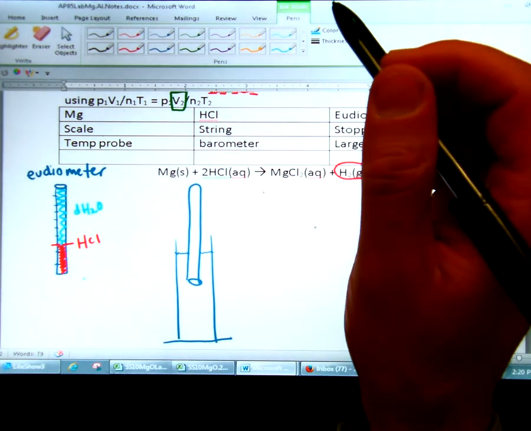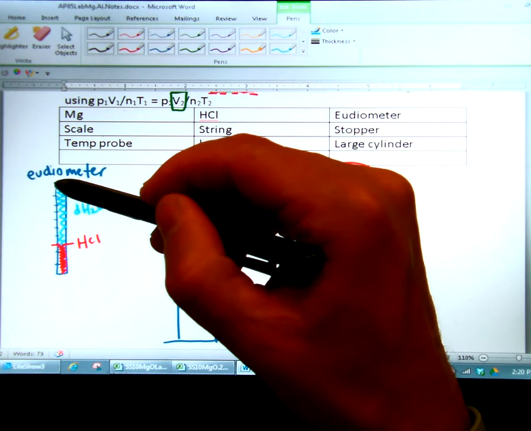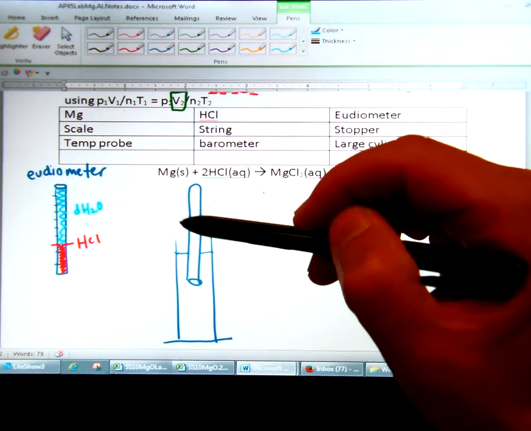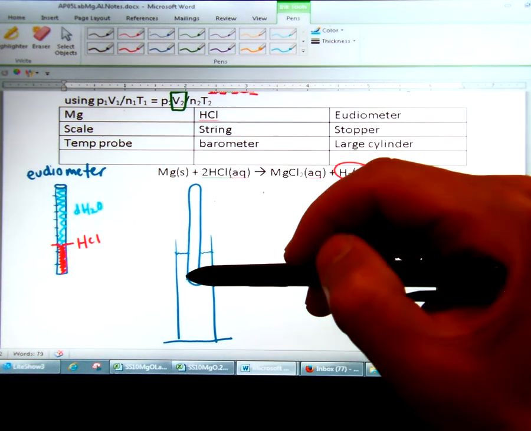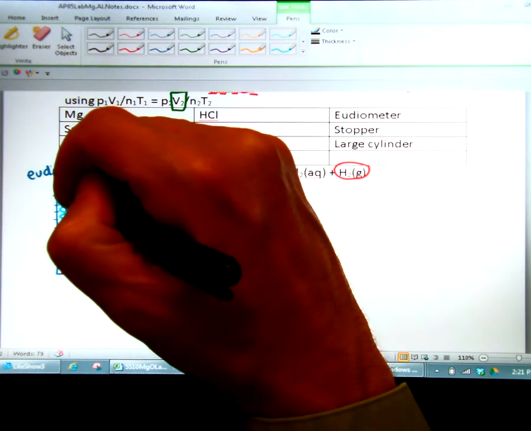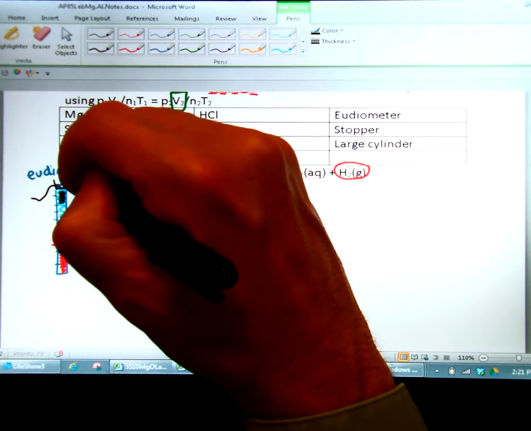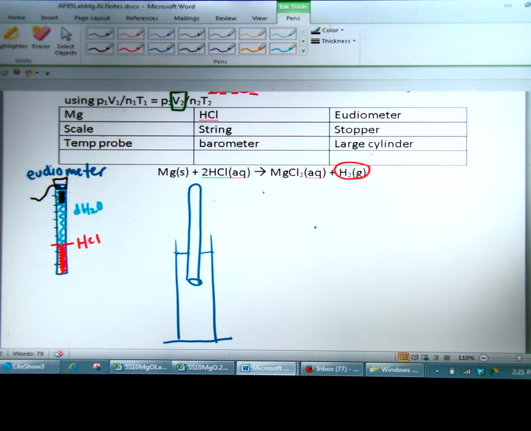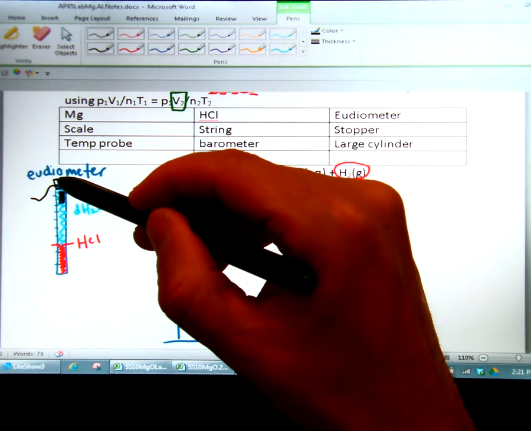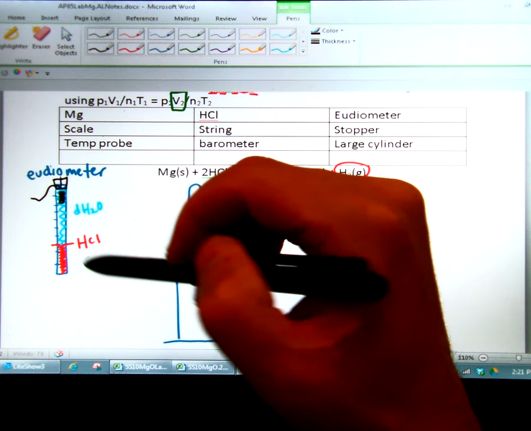Then you're going to need your magnesium. But you don't want to just drop your magnesium in, because then it'll react with the H+ before you turn it upside down. So you need to suspend your magnesium piece right here with a string, and then you put your stopper in to hold it in place. The stopper has a little hole in it because you need to be able to allow liquid to come out of the stopper once you put it upside down.